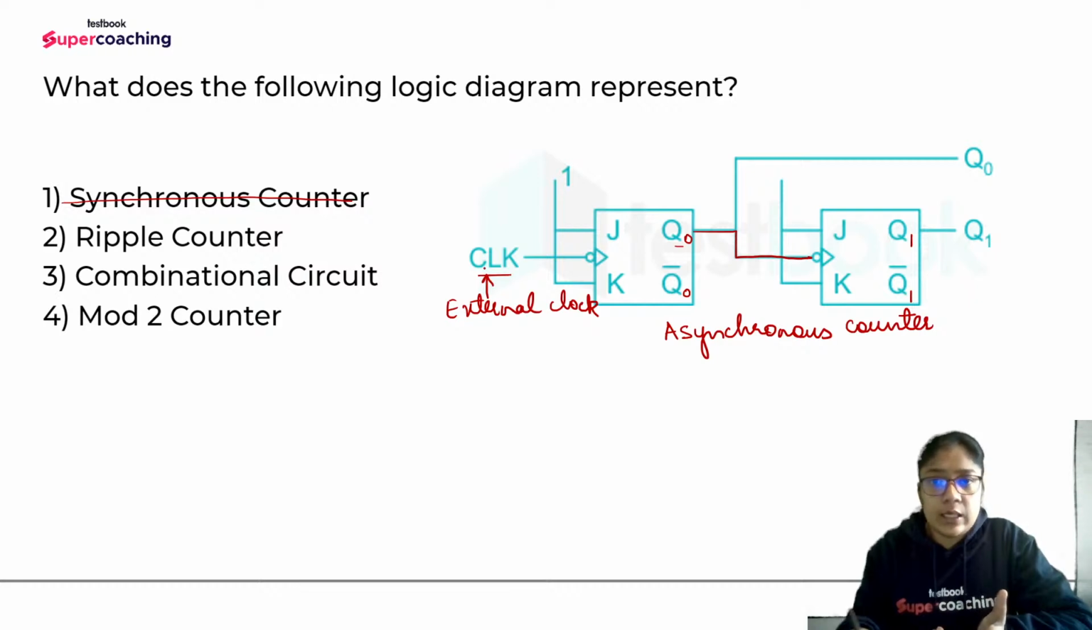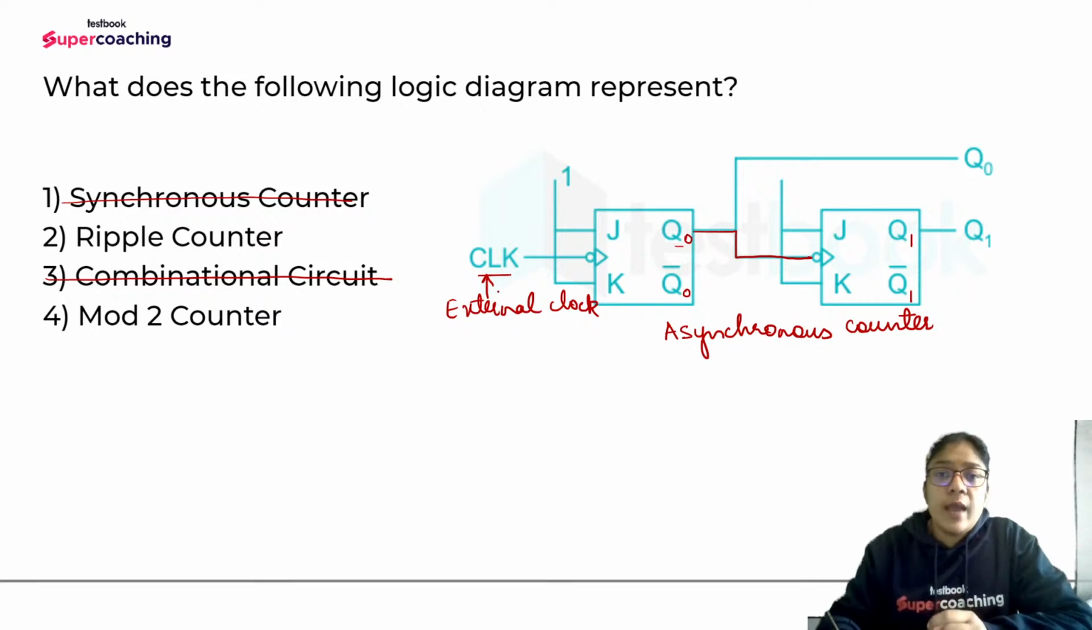Combinational circuit, this is not, because here a flip-flop is used, that is the memory element. Combinational circuits do not have memory elements. So that means this is a sequential circuit. So option 3 cannot be the answer. Two options are already eliminated.